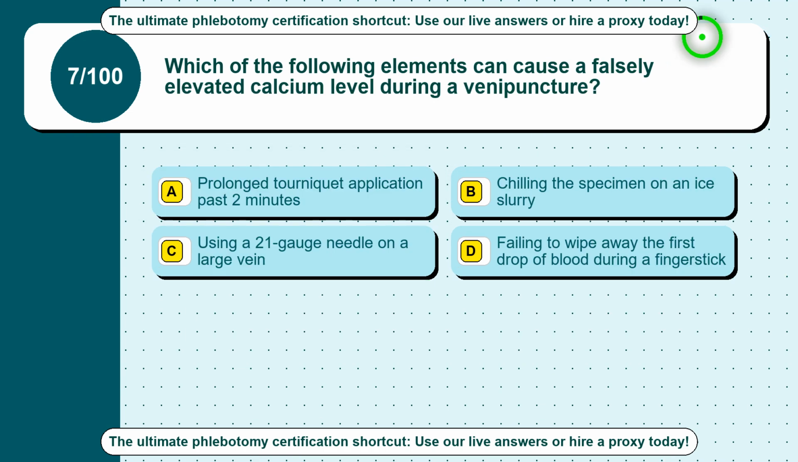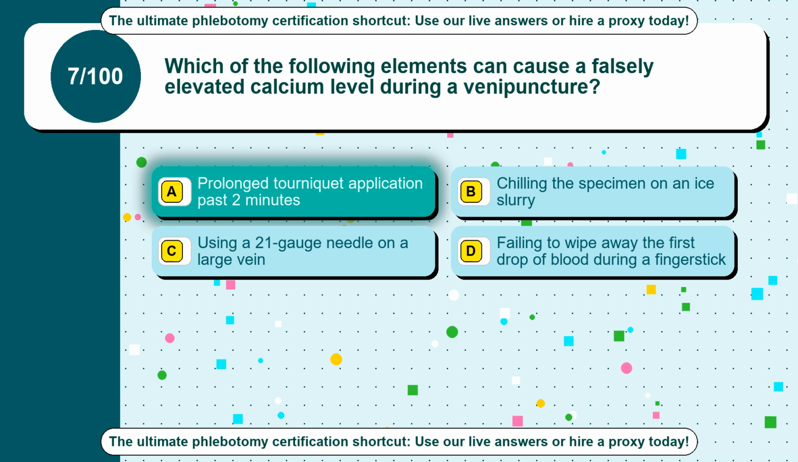Question 7. Which of the following elements can cause a falsely elevated calcium level during a venipuncture? Option A. Prolonged tourniquet application past 2 minutes. Option B. Chilling the specimen on an ice slurry. Option C. Using a 21-gauge needle on a large vein. Option D. Failing to wipe away the first drop of blood during a finger stick. The correct answer is option A.